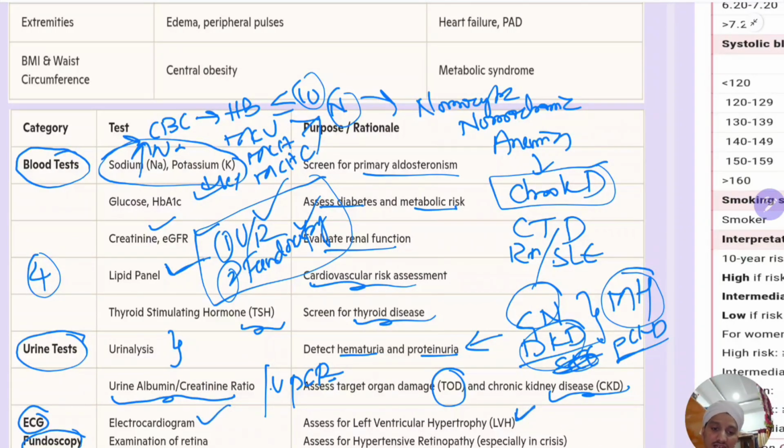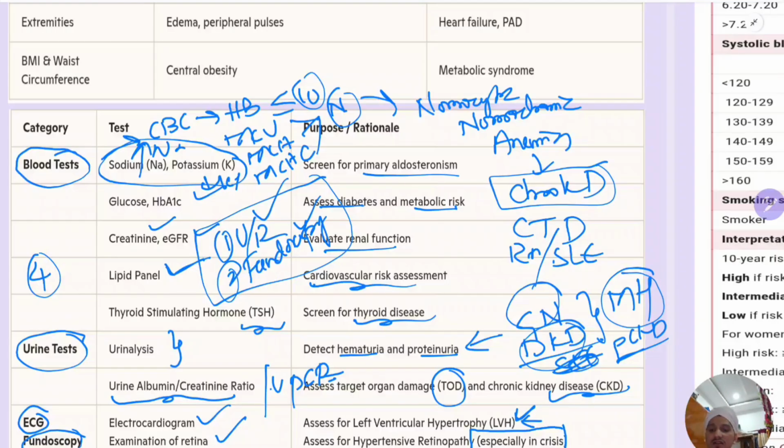If LVH is present, that suggests the hypertension is long standing, and if treated early with ACE inhibitors or ARBs, then this LVH may regress. The heart may come back to normal size. Then you examine the retina for any hypertensive retinopathy. Fundoscopy is very important, especially in patients with hypertensive urgency or emergency.